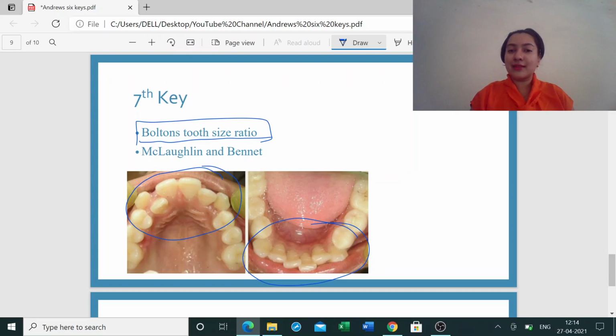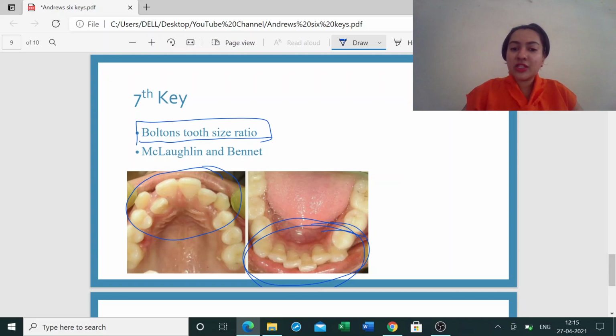Bolton will give you all the answers. He has done excessive work. You have Bolton's analysis, Bolton's formula, which will tell you exactly where the problem is. So from here, maybe we can make out the problem lies in the lower anterior region. Now, how much is the problem?